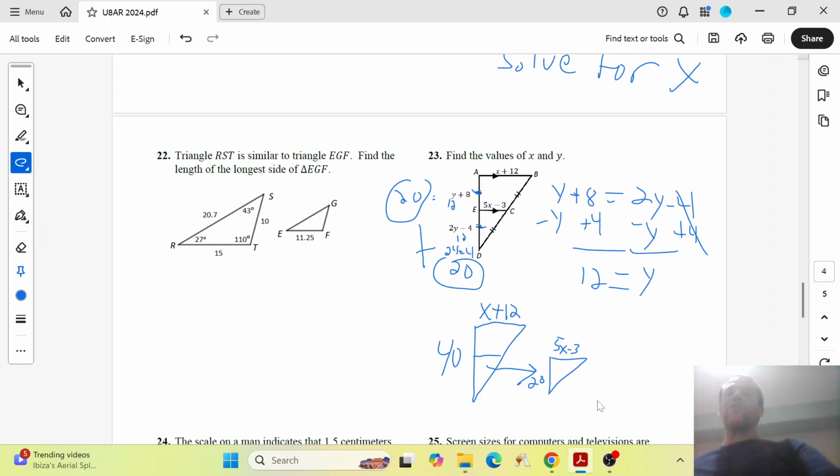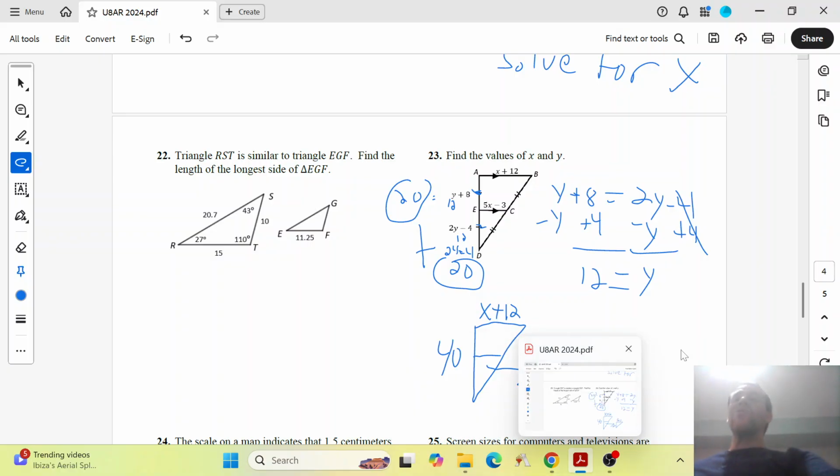Do you remember how to do ratios for the test? Do you remember how to do ratios?